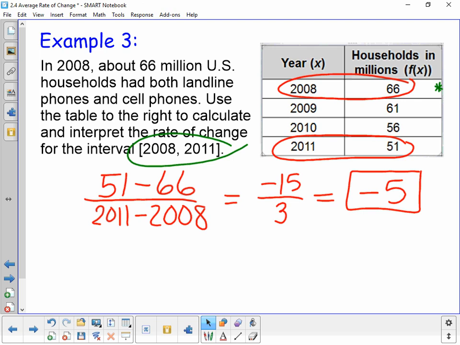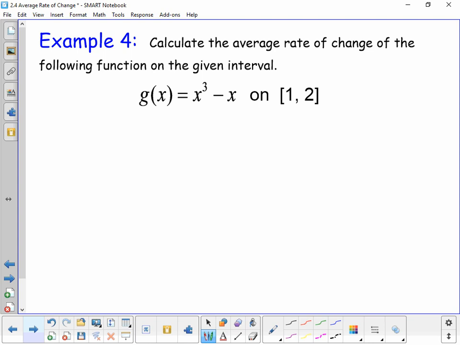So how can we interpret this in terms of this problem? Well, it means that over that interval, on average, the function is decreasing, and it's decreasing by a magnitude on average of about 5 million per year. So people aren't as often having both a landline and a cell phone. Probably it means that they're just having a cell phone and not keeping their landline connected.